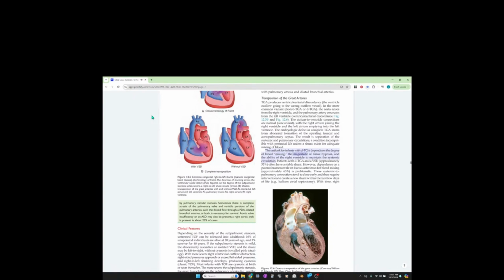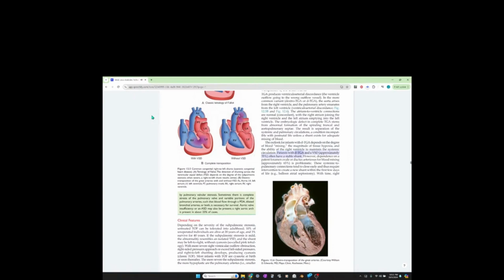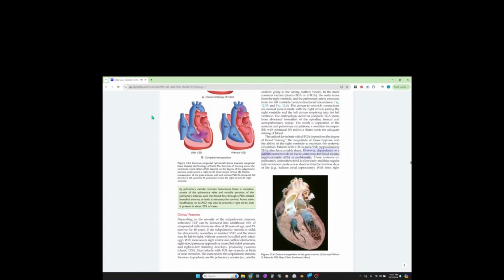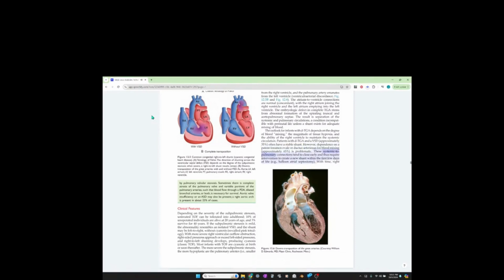The outlook for infants with DTGA depends on the degree of blood mixing, the magnitude of tissue hypoxia, and the ability of the right ventricle to maintain the systemic circulation. Patients with DTGA and a VSD often have a stable shunt. However, dependence on a patent foramen ovale or ductus arteriosus for blood mixing is problematic. These systemic-to-pulmonary connections tend to close early and thus require intervention to create a new shunt within the first few days of life.